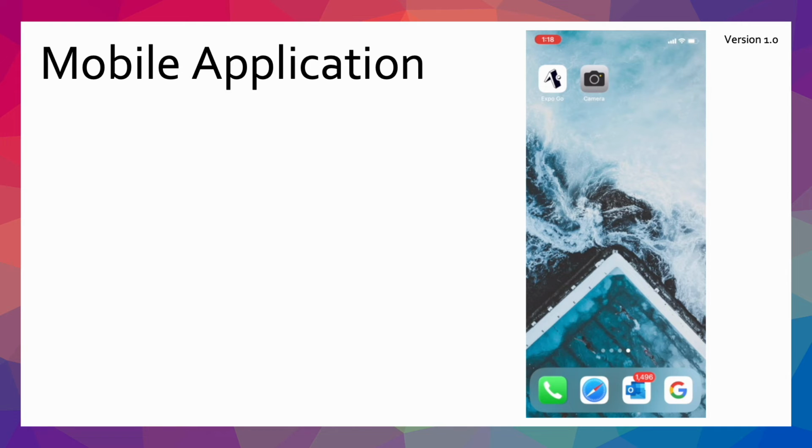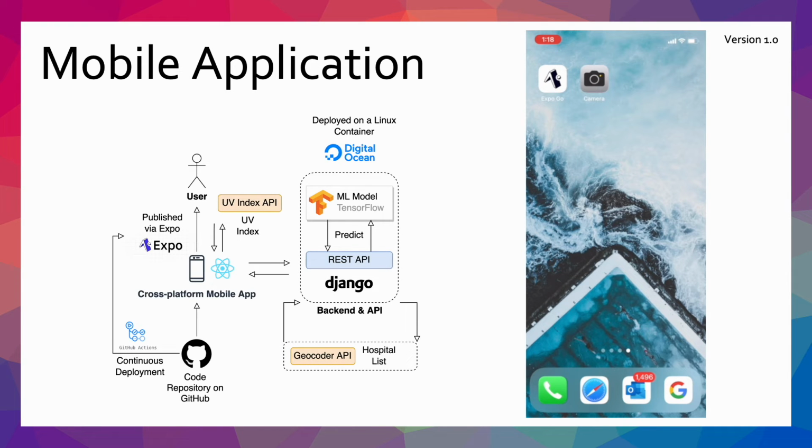Now let us talk about the mobile development. So we have developed a backend which is deployed on DigitalOcean. We have developed a front-end application using React Native which is deployed via Expo. Here is the demo of the mobile app.